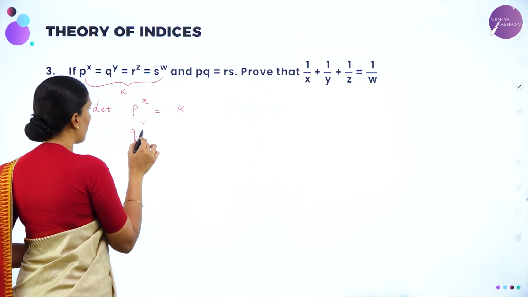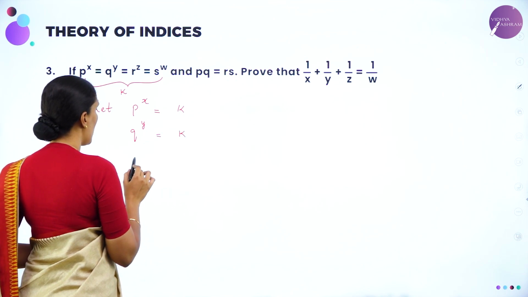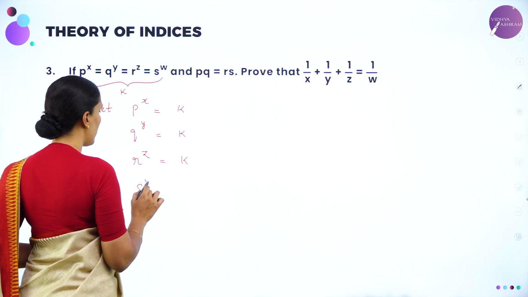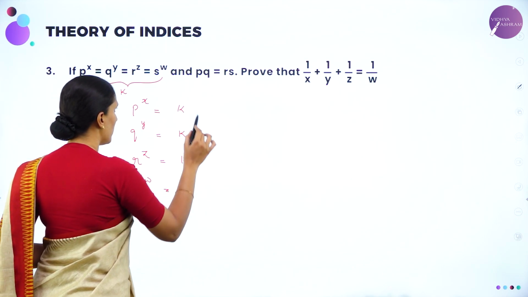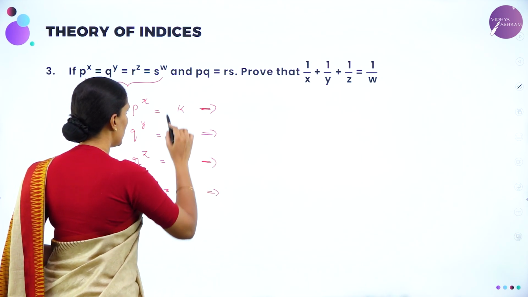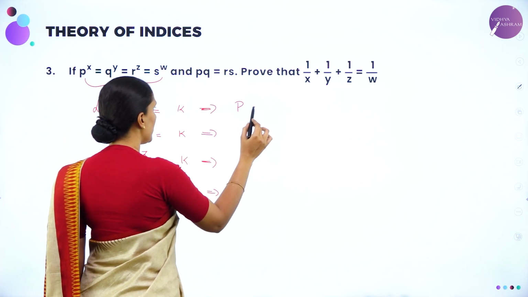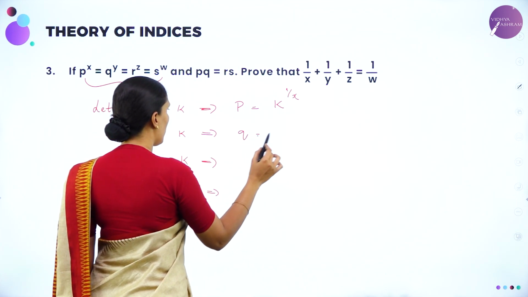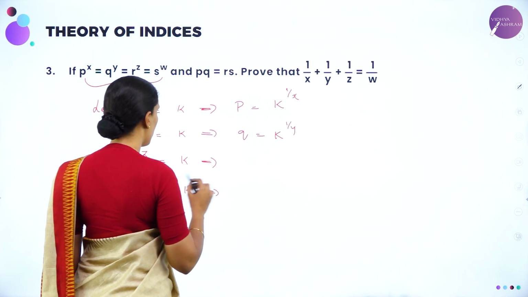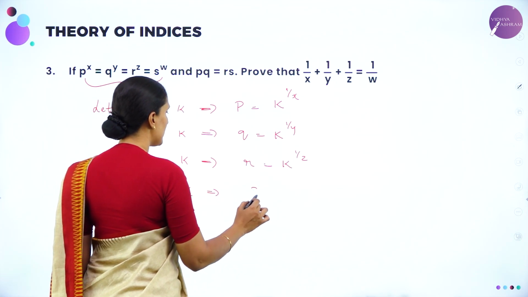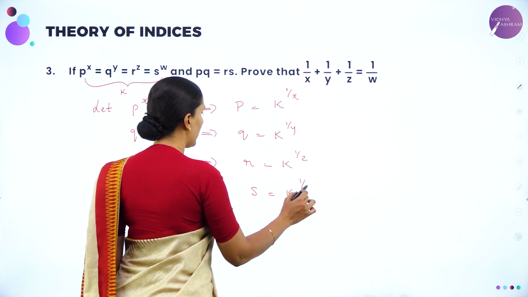Also, q to the power y is equal to k, r to the power z is equal to k, and s to the power w is equal to k. So, shifting the power to the right hand side, we'll get p is equal to k to the power 1 by x, q is equal to k to the power 1 by y, r is equal to k to the power 1 by z, and s is equal to k to the power 1 by w.